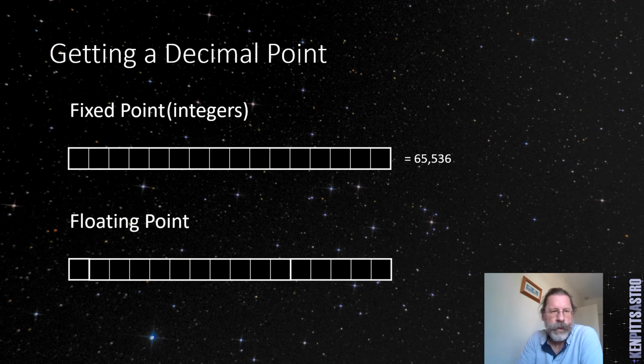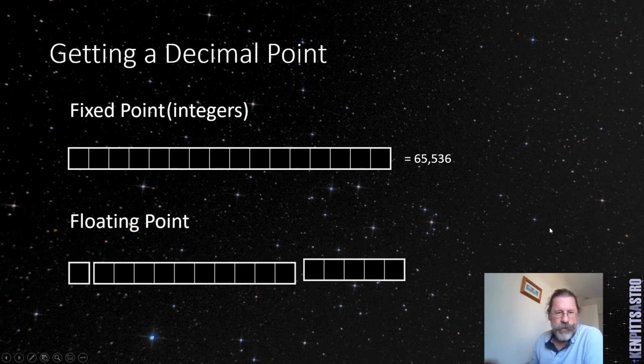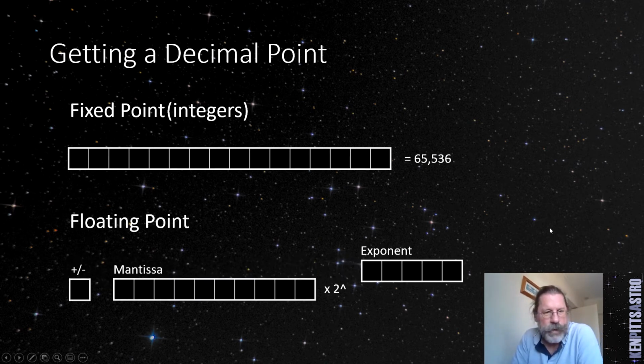So how do you get a decimal point? Well, the way we've talked about using bits to make numbers so far is something called a fixed point numbering system, and it only creates integers. That's whole numbers. You can, however, make a floating point number using exactly the same number of bits.